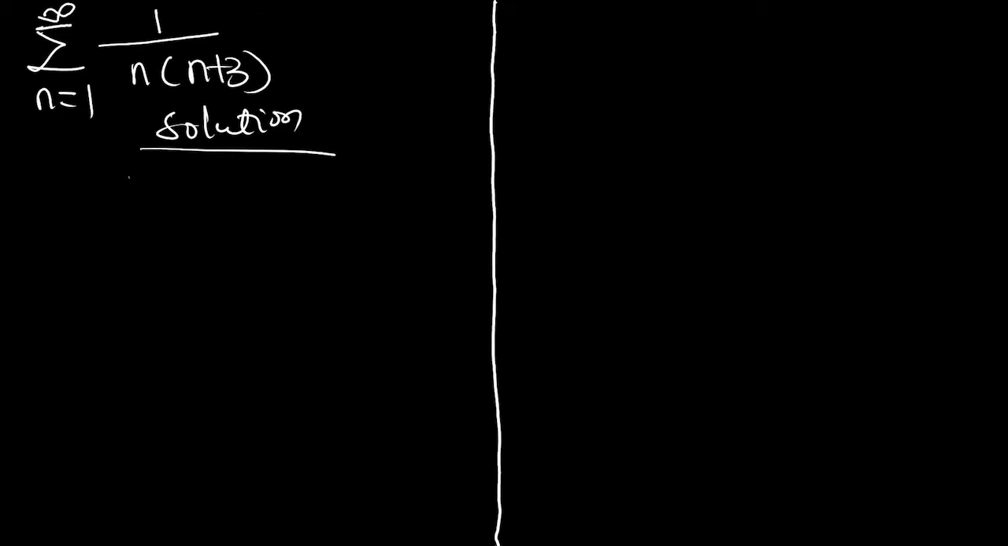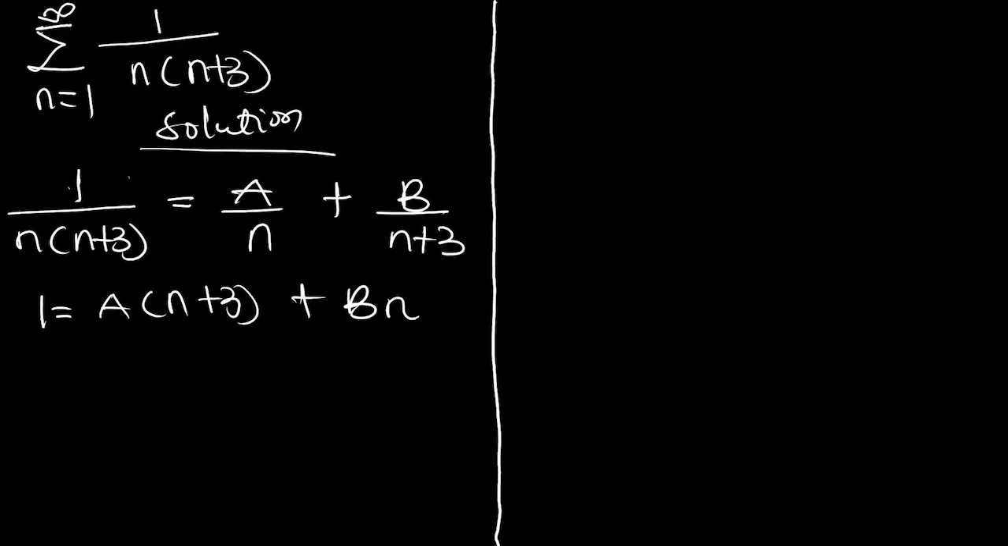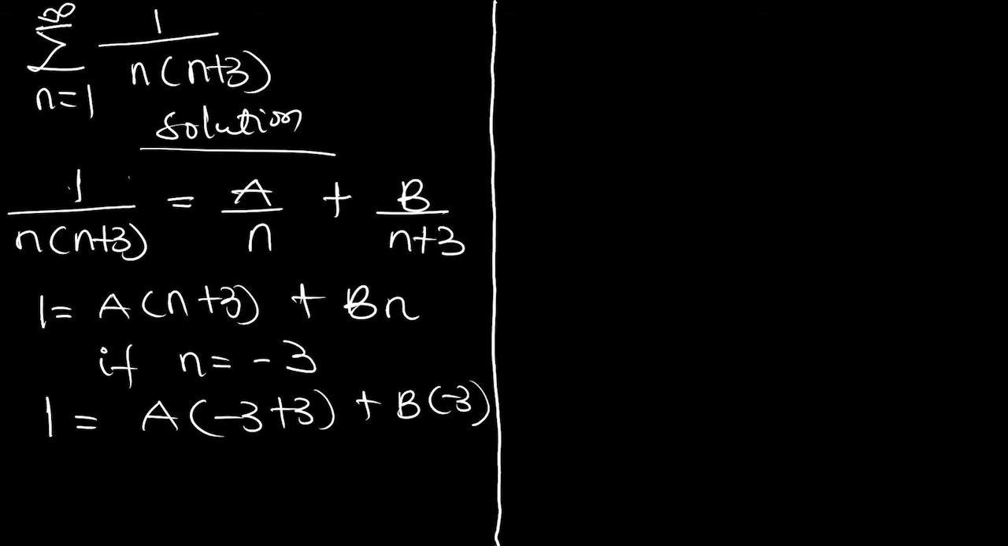Okay. So let's resolve the formula into partial fractions. So we have 1 over n multiplying n plus 3. We're going to have A over n plus B over n plus 3. So if our n is equal to negative 3, what's going to happen? We have 1 equals A, negative 3 plus 3, plus B multiplying negative 3. We're going to have 1 equals negative 3B. B will be equal to negative 1 over what? Over 3. Alright.